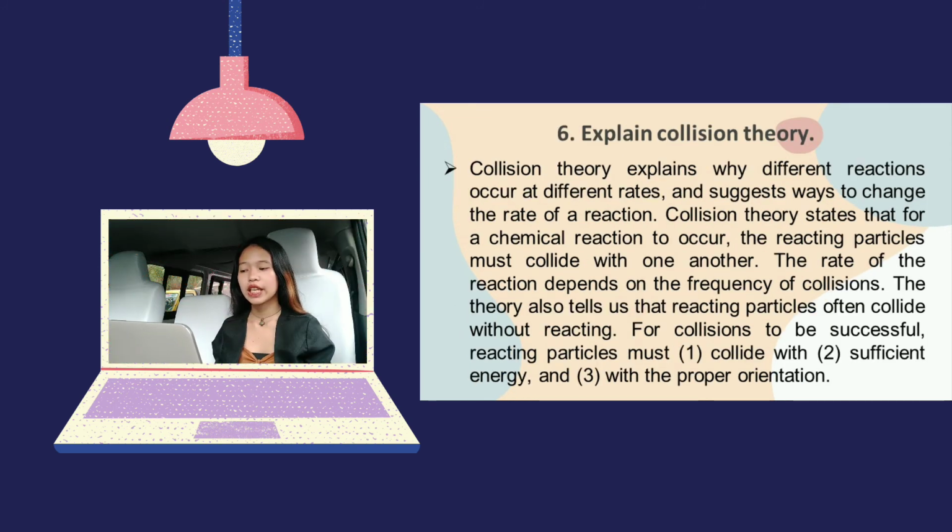Question number 6. Explain collision theory. So, collision theory explains why different reactions occur at different rates and suggests ways to change the rate of a reaction. Collision theory states that for a chemical reaction to occur, the reacting particles must collide with one another. The rate of the reaction depends on the frequency of collisions. The theory also tells us that reacting particles often collide without reacting. For collisions to be successful, reacting particles must collide with sufficient energy and with the proper orientation.